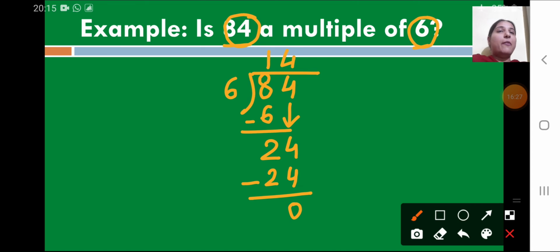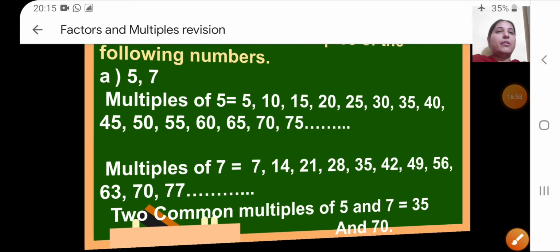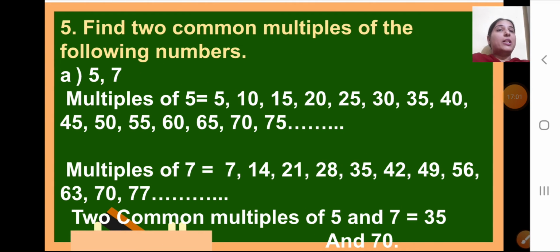Okay? If such a type of question is given, what will you do? You will divide the greater number by the smaller number. If it is completely divisible, then it means that number is the multiple of that given number. This 6 14 times will give you 84. So here 6 and 14 are the factors, whereas 84 is the multiple of 6 and 14. Got it, children?